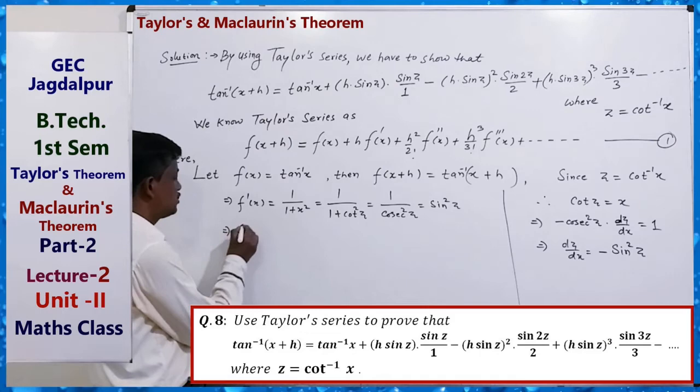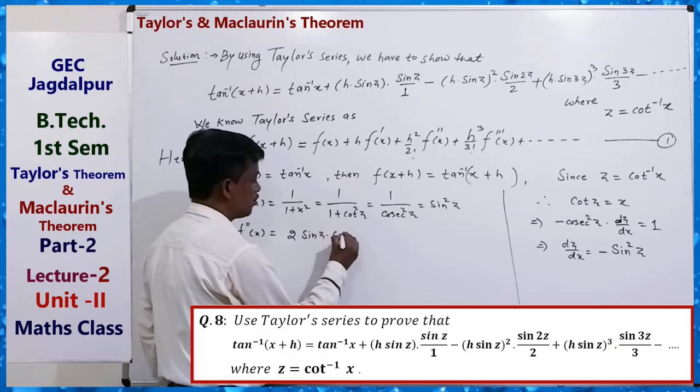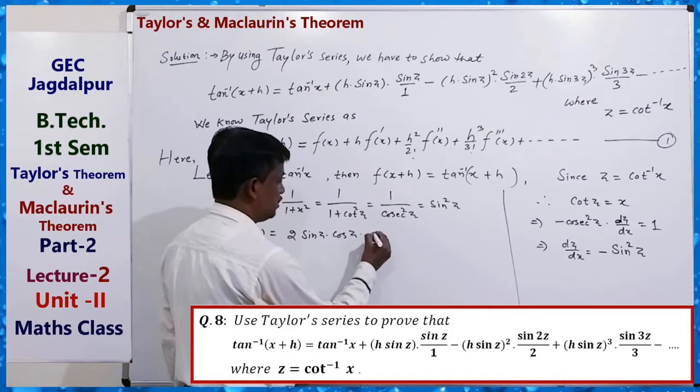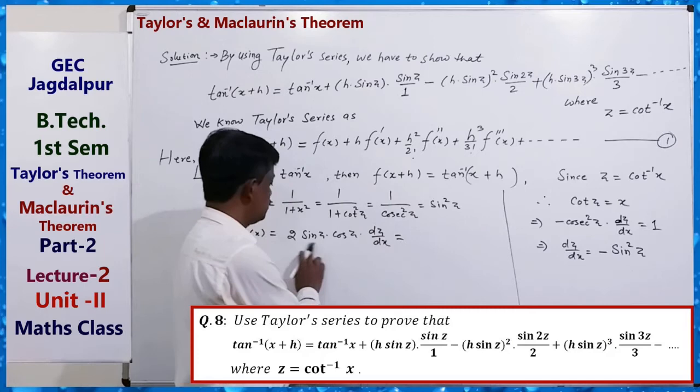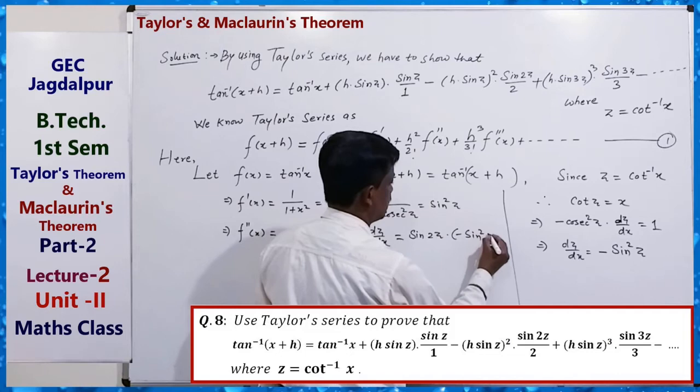Now, also f double dash x, differentiate with respect to x. So 2 sin z cos z dz by dx. That is 2 sin z cos z, sin 2z, into dz by dx, which gives minus sin square z.